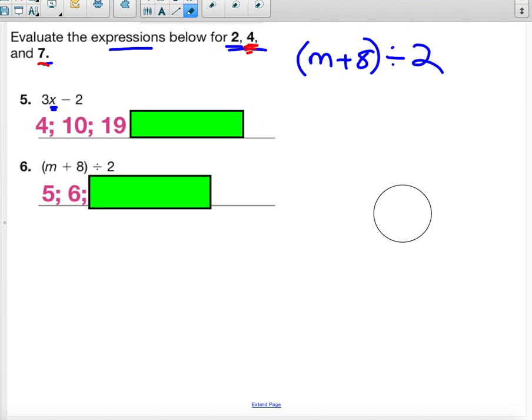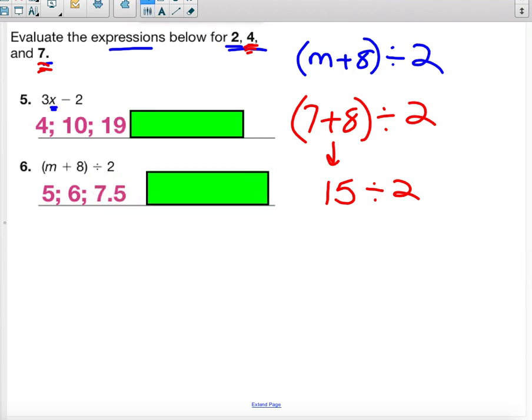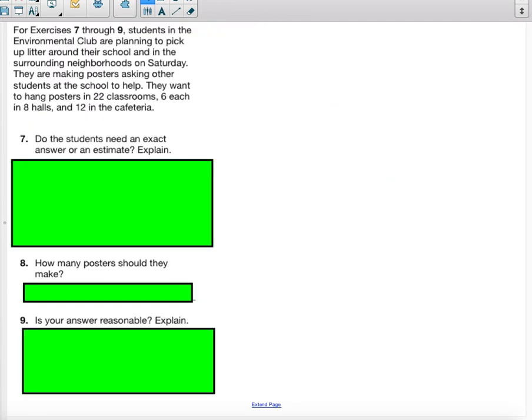Alright, now we want to do substitution one more time. And this time we substitute with 7. So we have 7 plus 8 divided by 2. 7 plus 8 is 15, divided by 2 gives us 7.5. Alright, there you go.